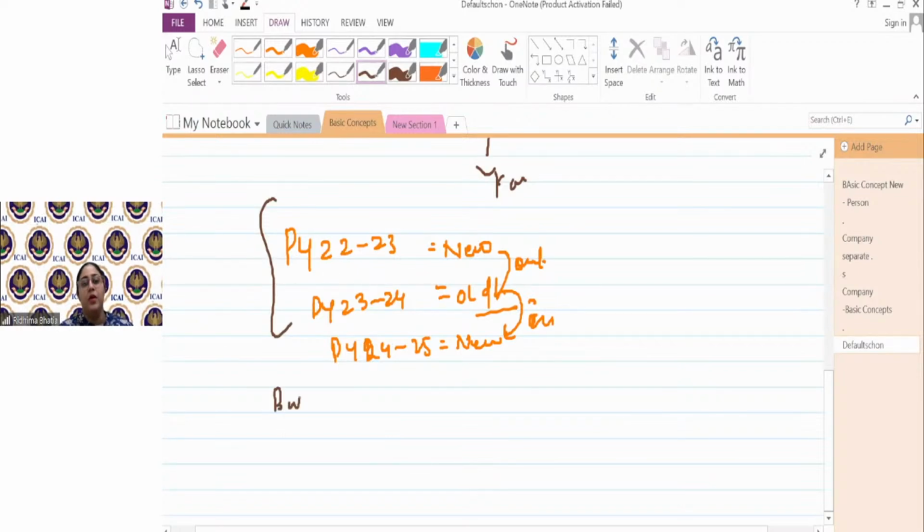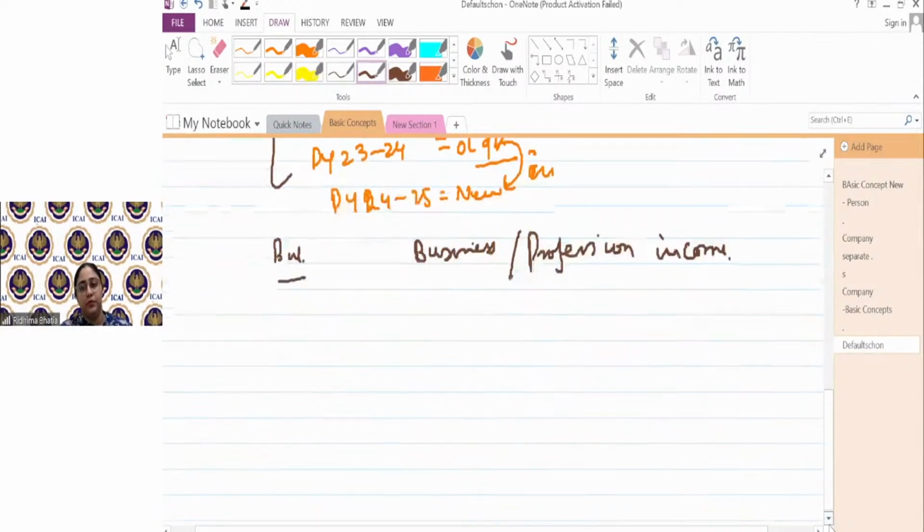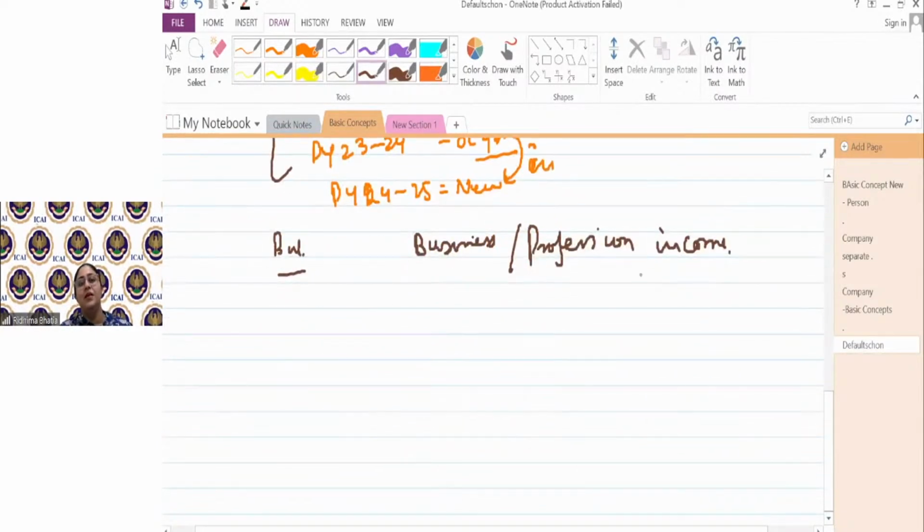But if you are a person who has business income or a professional income, then in that case, my friends, you are allowed to go out of the scheme only once, then you cannot enter back.